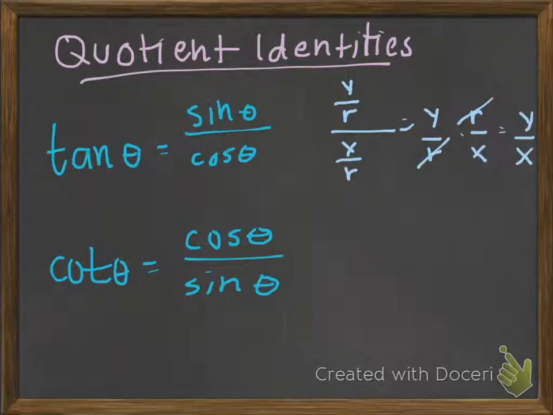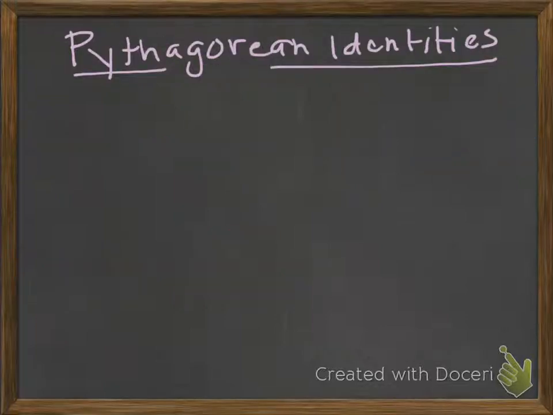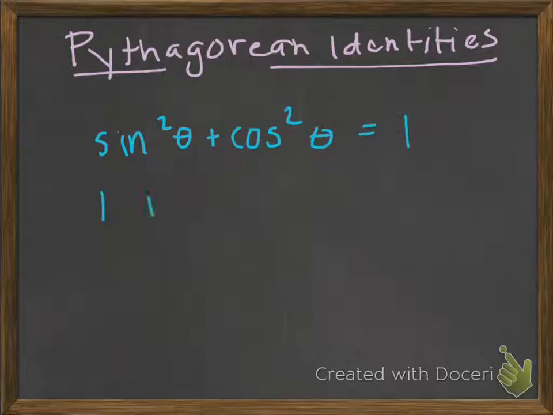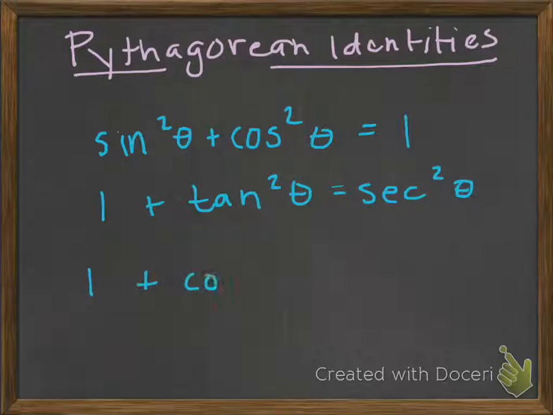And the final set of identities is the Pythagorean identities. And there's 3 Pythagorean identities. First one is sine squared of theta plus cosine squared of theta equals 1. Then we have 1 plus tangent squared of theta equals secant squared of theta. And lastly, 1 plus cotangent squared of theta equals cosecant squared. Now, of these 3, the most popular one that we'll use is the first one. You'll use that one the most frequently out of these 3.